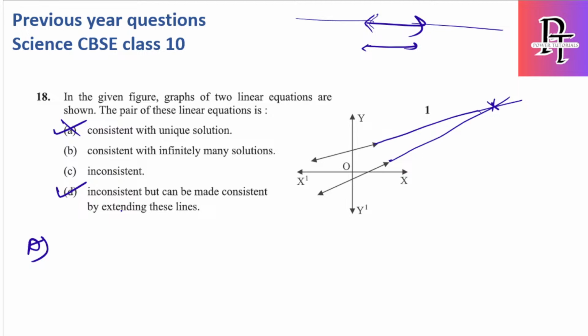If they didn't have this option, we could take this one too, because every line can be extended. But here they clearly mention "by extending" in another option. So D is the right answer: it is consistent now, but can be made inconsistent by extending these lines. Okay, let's move to the next question.